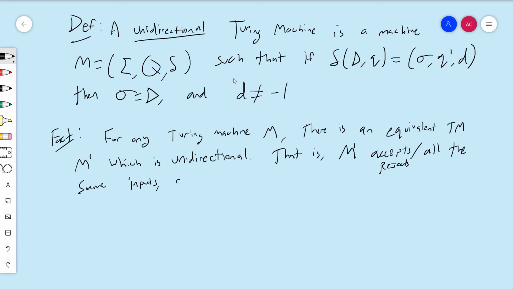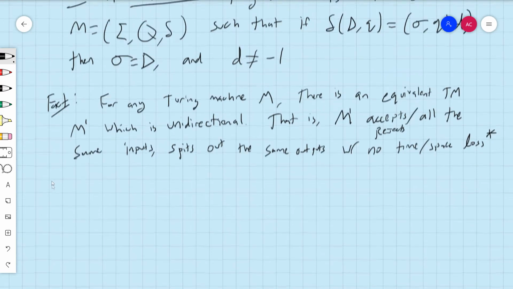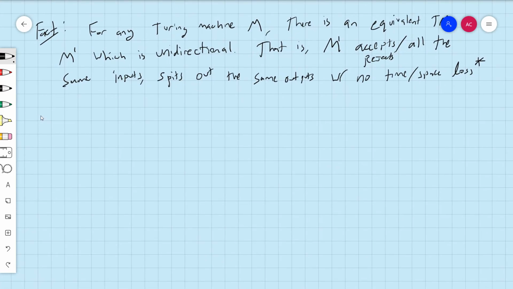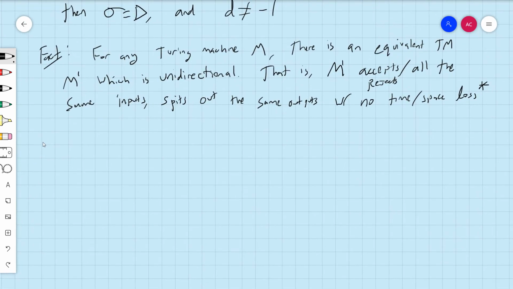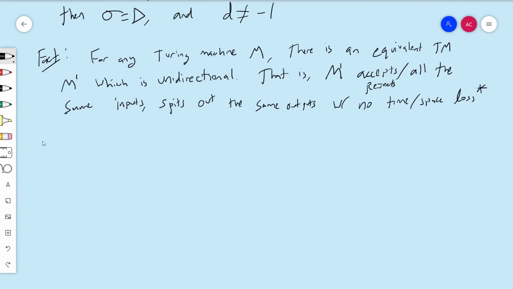I'm going to put an asterisk here: with no time and space loss. There's a bit of a confusing little complication, but in any case, I'm not going to prove this rigorously. You can find a rigorous proof in my notes, which are always linked in the description. I'm just going to talk about the idea.